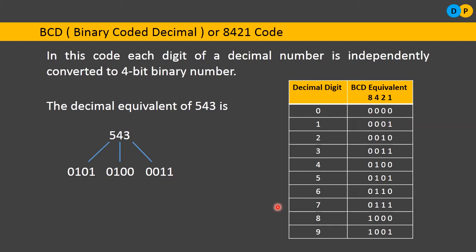Okay. Next, if you notice this complete table of BCD equivalents, we have represented from 0 to 9. Also notice the number of bits that we have used to represent these decimal values. We have used only 4 bits. Please notice here 1 2 3 4. Here also 1 2 3 4. We have used only 4 bits.